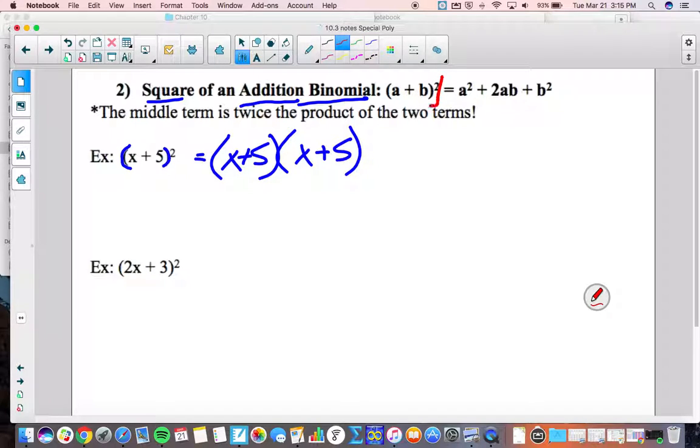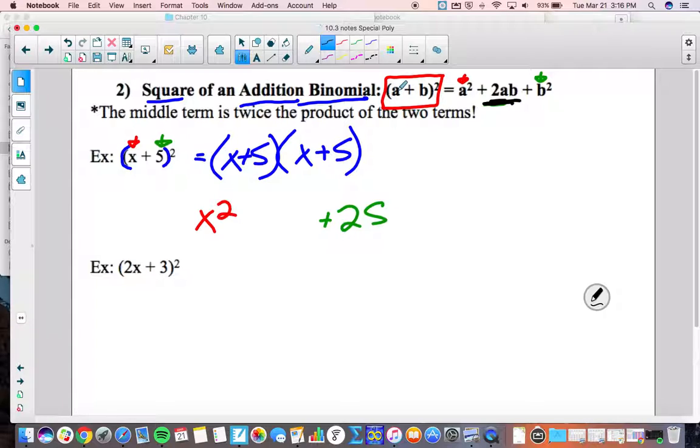The shortcut says when I'm squaring the sum of a binomial that has addition in it, I take the first term, which they're calling a, and I square it. So here that would be x. So I'm going to square that. I'm going to skip this middle part for a second. I'm going to go to the back. I take the second term and I square that. And I add whatever that is. So I'm going to add 25. 5 squared is 25.